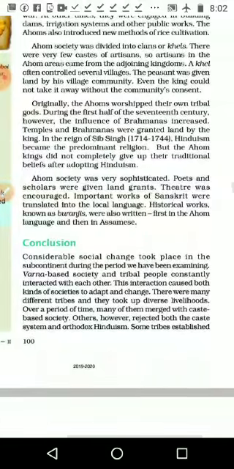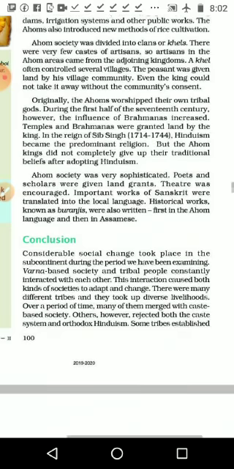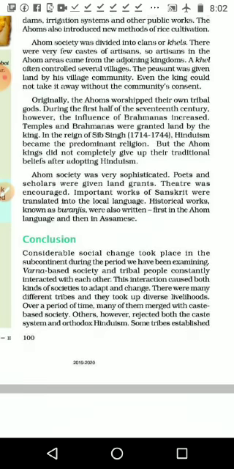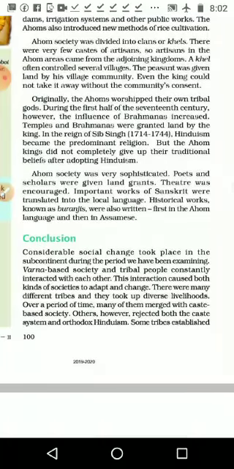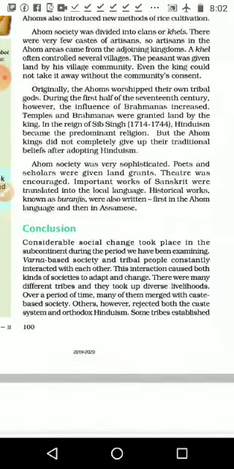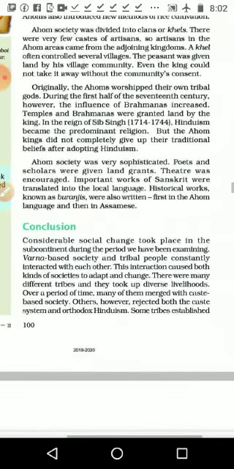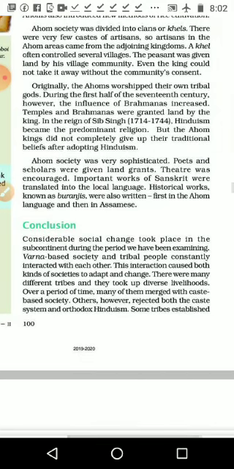Originally, the Ahams worshipped their own tribal god. During the first half of the 17th century, however, the influence of Brahmins increased. Temples and Brahmins were granted land by kings, and the Ahams also came under the influence of the Brahmins, and they also started giving land grants.